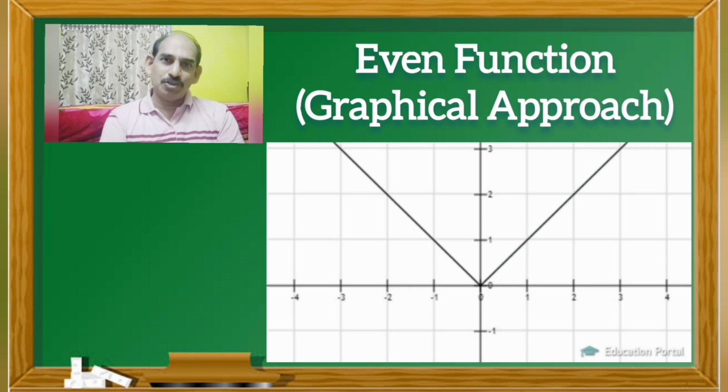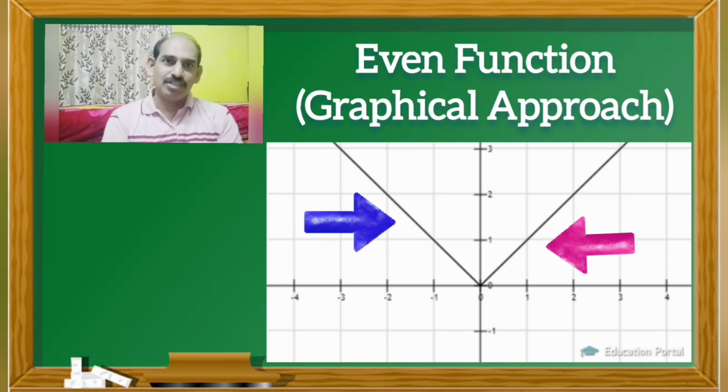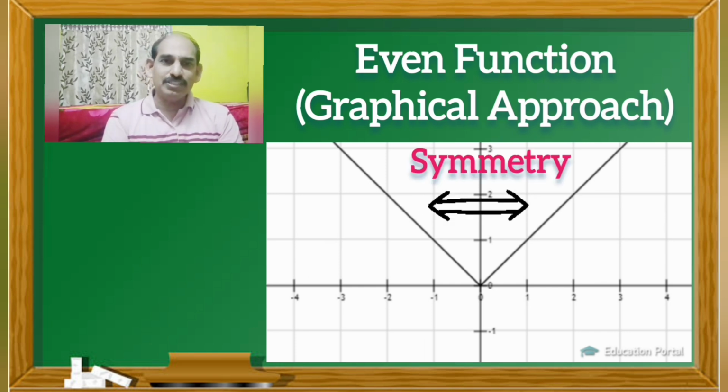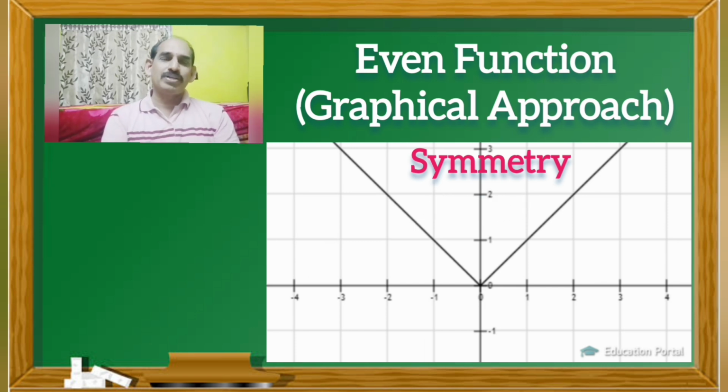Let's now take a look at this graph. Does this graph represent an even function? If you look back at the definition of an even function, it tells us that the left half of the graph should match the right half. In this case, both sides of the graph match one another. That is, the graph is symmetrical about the y-axis. Therefore, this graph represents an even function.